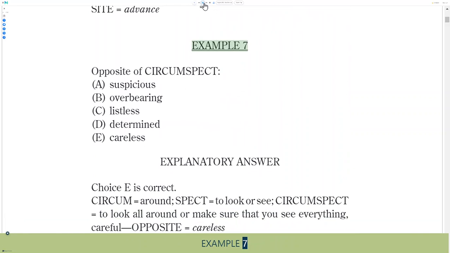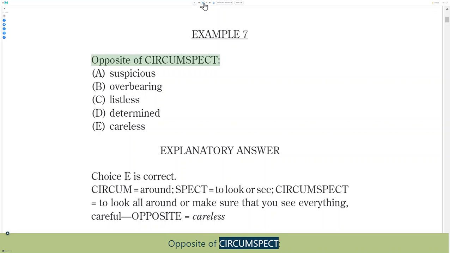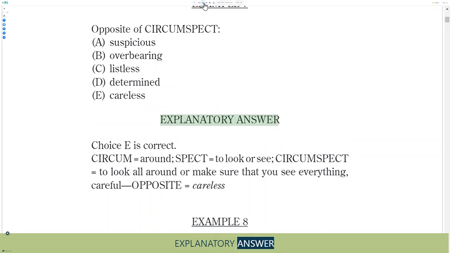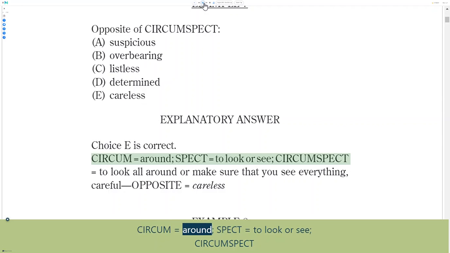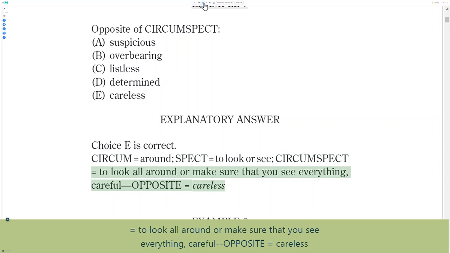Example 7. Opposite of circumspect. A. Suspicious. B. Overbearing. C. Listless. D. Determined. E. Careless. Explanatory answer. Choice E is correct. Circum equals around, spect equals to look or see. Circumspect equals to look all around or make sure that you see everything, careful. Opposite equals careless.